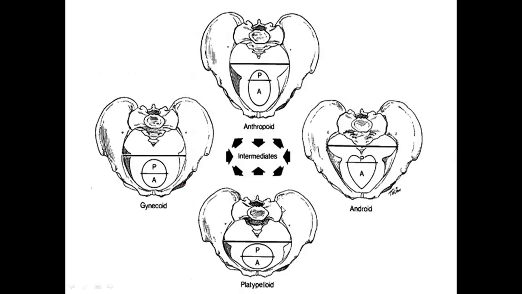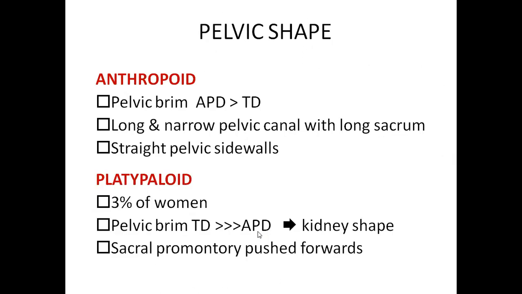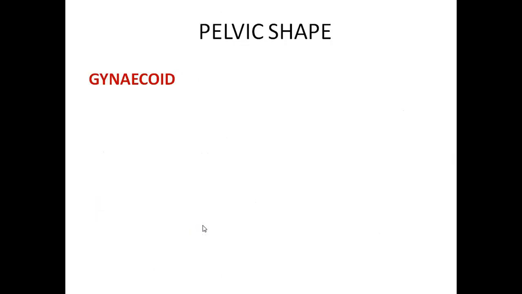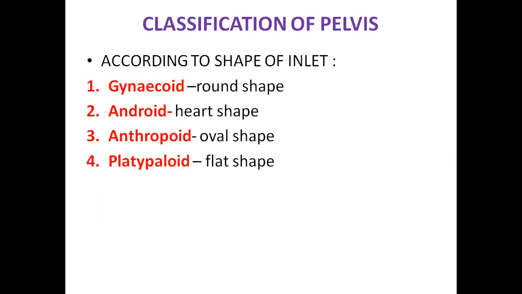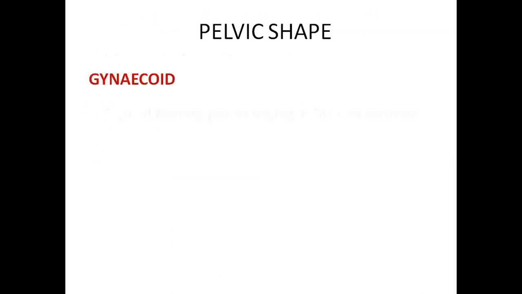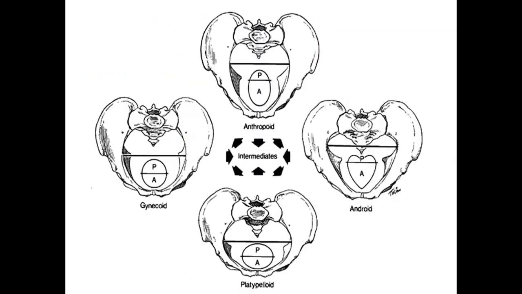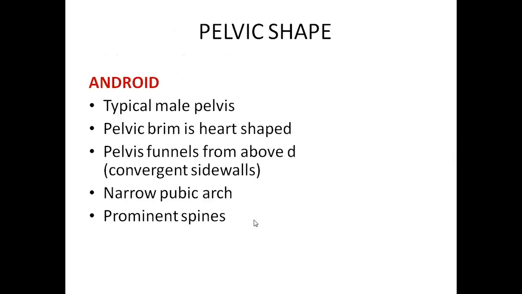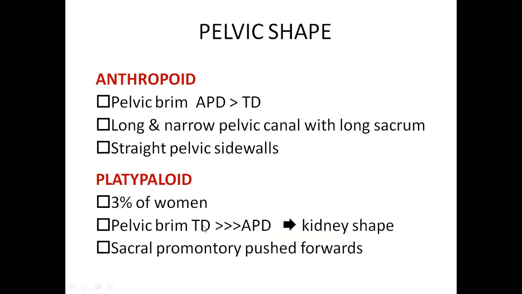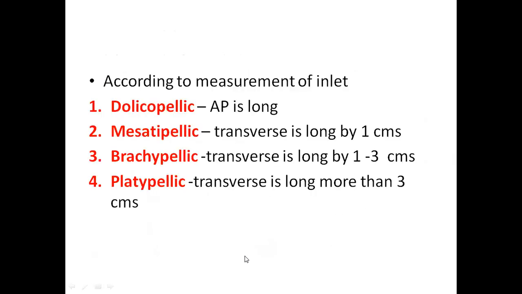Then the flat pelvis is called platypelloid. Platypelloid is found in around 3% of women, where at the pelvic brim the transverse diameter, as you can see here, is much greater than the antero-posterior diameter. In this picture, this is the transverse diameter and this is the antero-posterior diameter. Hence the transverse diameter is more than 3 times greater than the antero-posterior diameter, and the pelvic brim looks like a kidney shape. The sacral promontory is pushed forwards.